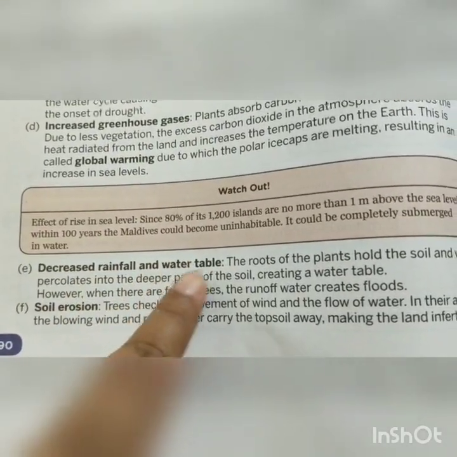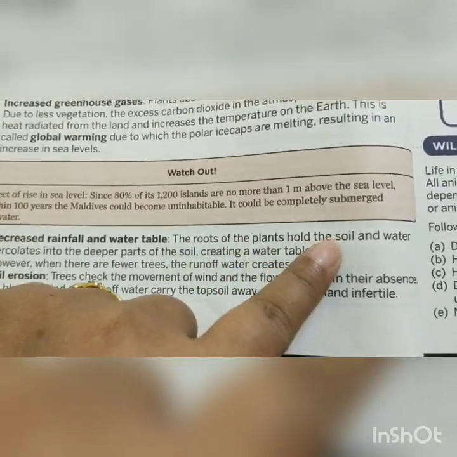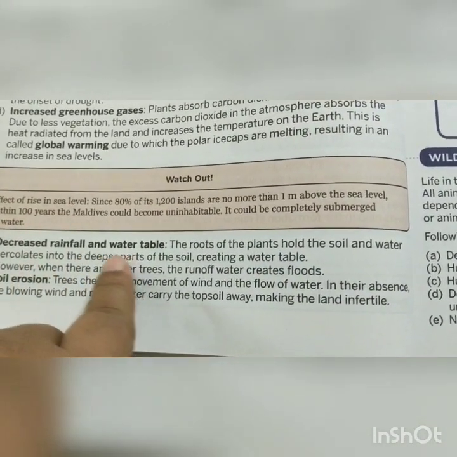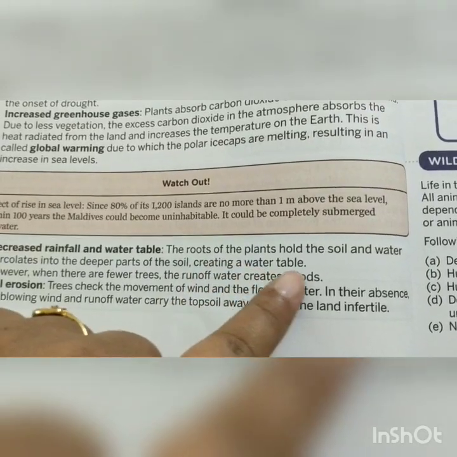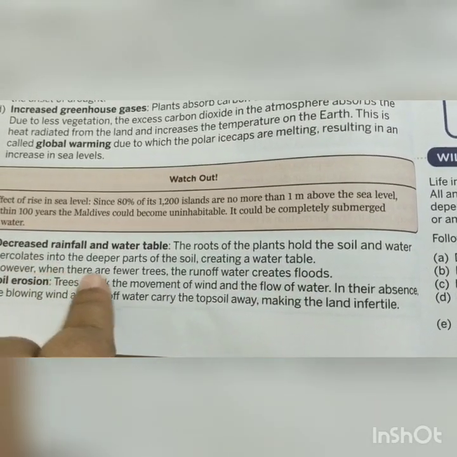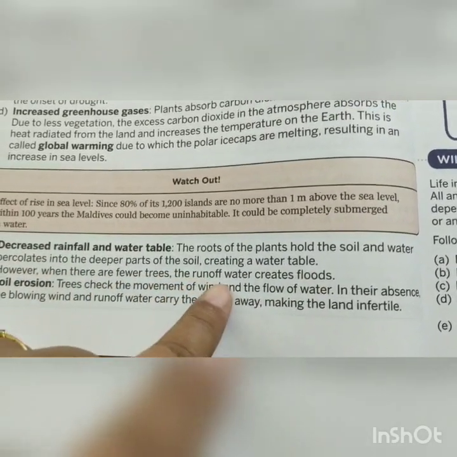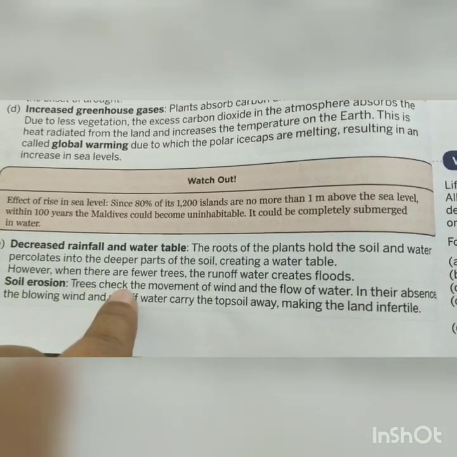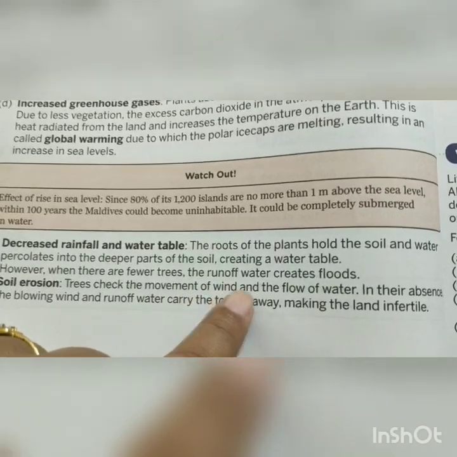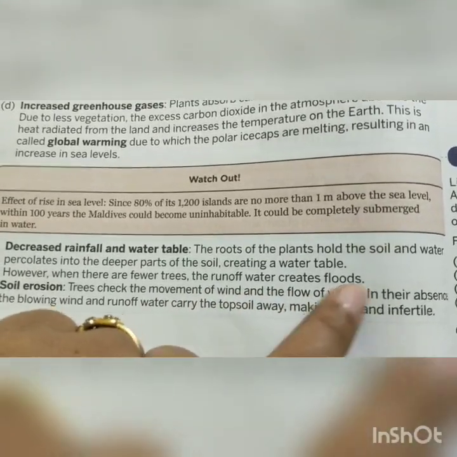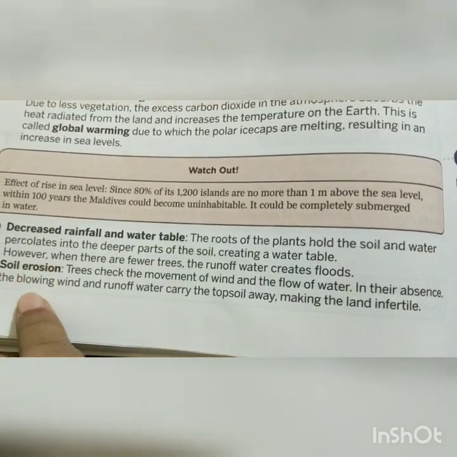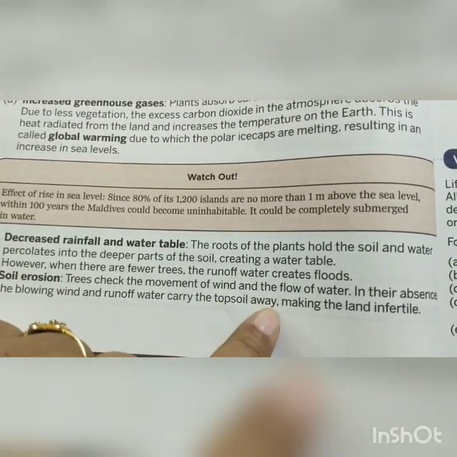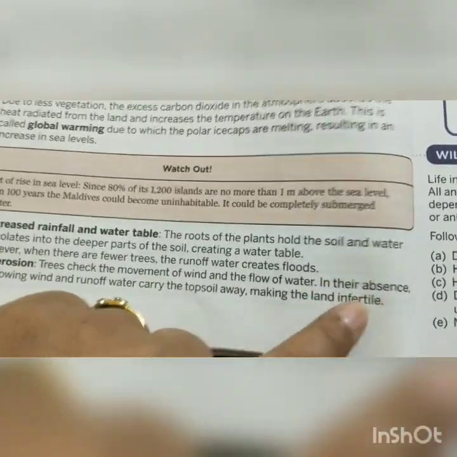Decreased rainfall and water table. The roots of the plant hold the soil and water percolates into the deeper part of the soil, creating a water table. However, when there are fewer trees, the runoff water creates floods. Soil erosion. Trees check the movement of wind and the flow of water. In their absence, the blowing wind and runoff water carry the topsoil away, making the land infertile.